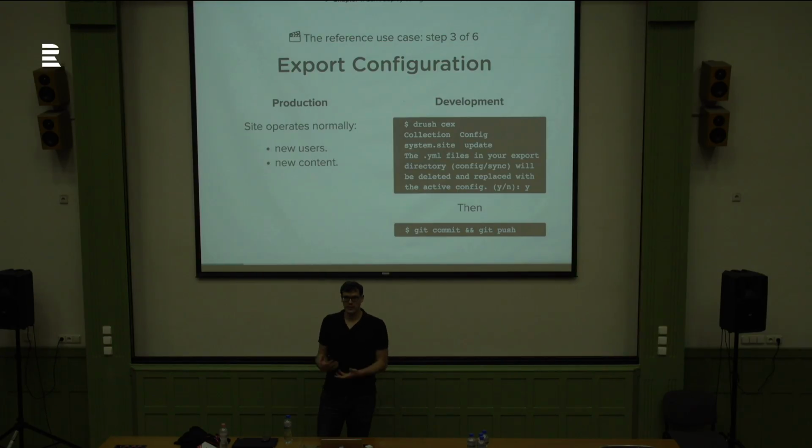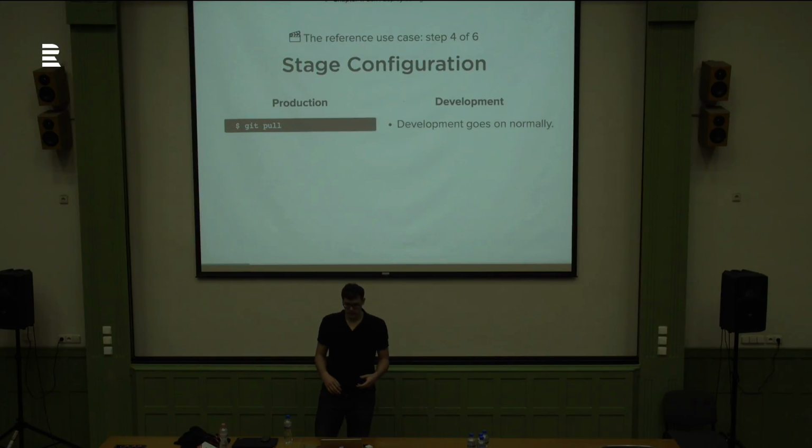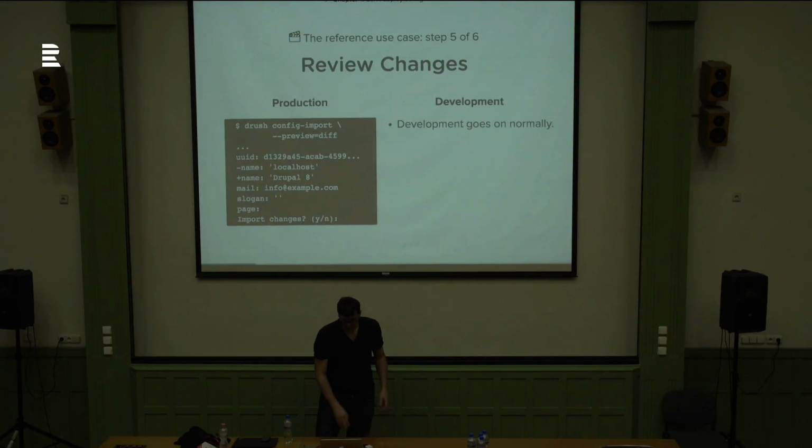Then you commit it to Git, or you version it somehow. You add it to some system to transfer the files. You stage the configuration, so on the production you pull the changes. Meanwhile, on development, you can continue working on the next release. You can review the changes. So if you do that with Drush, there's Drush config import preview. You can also go to the UI and see a nice overview of what changed.